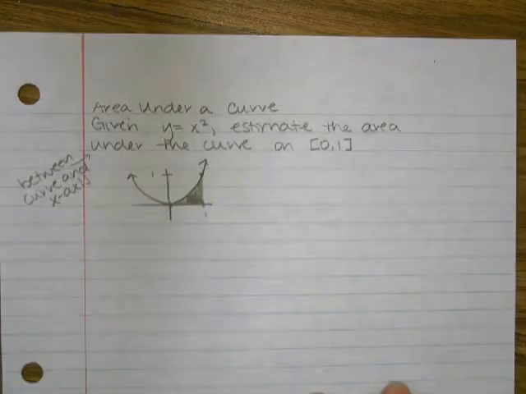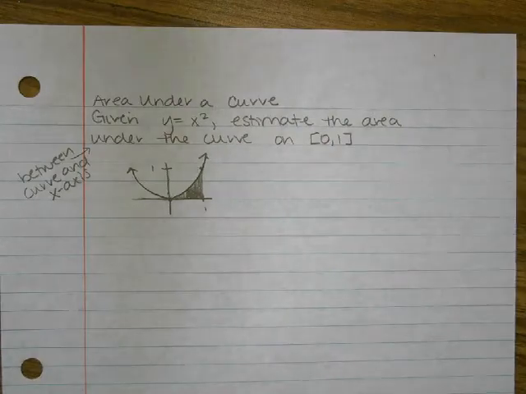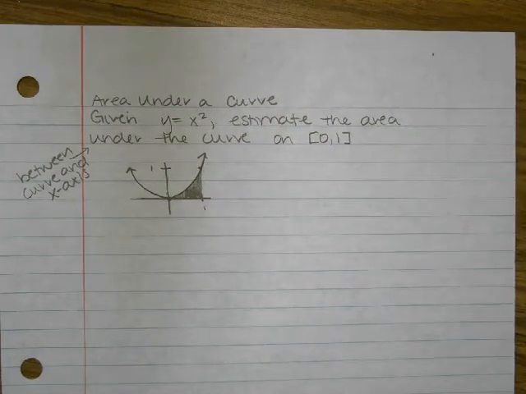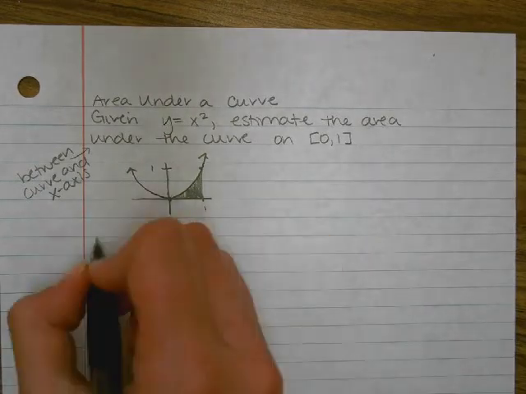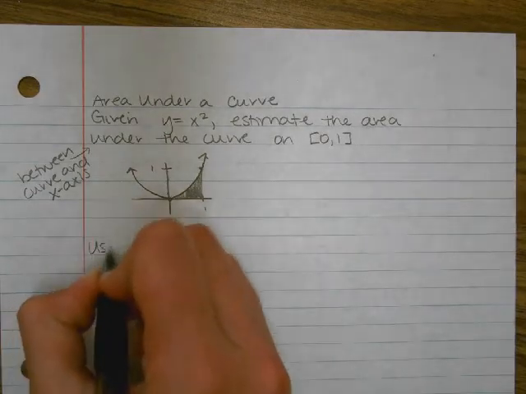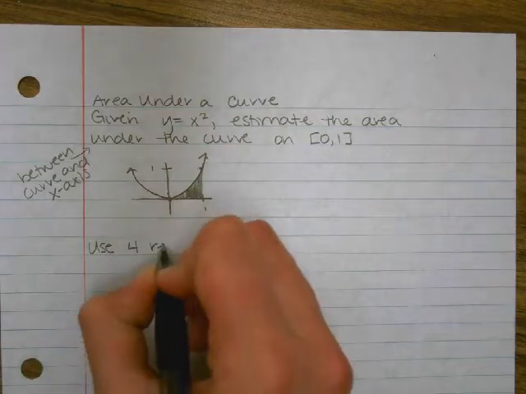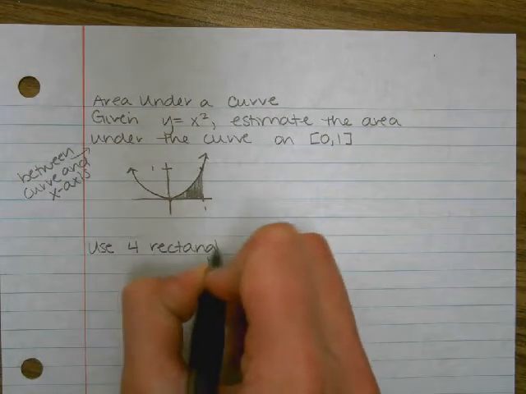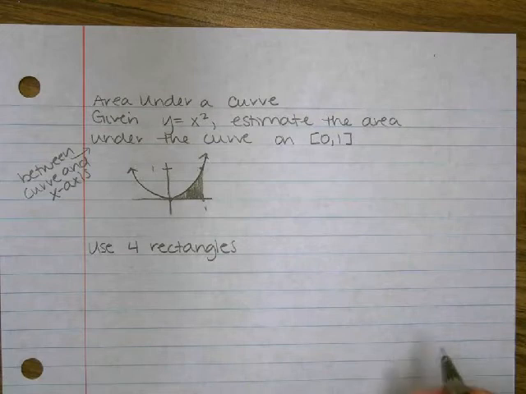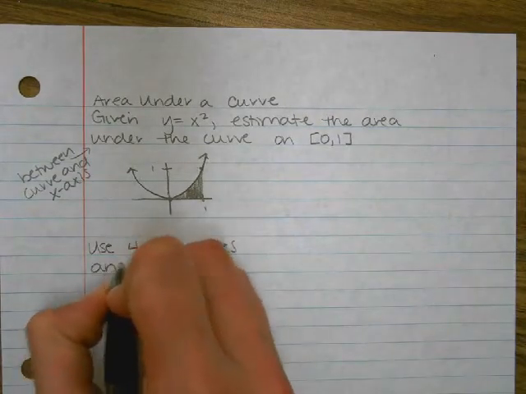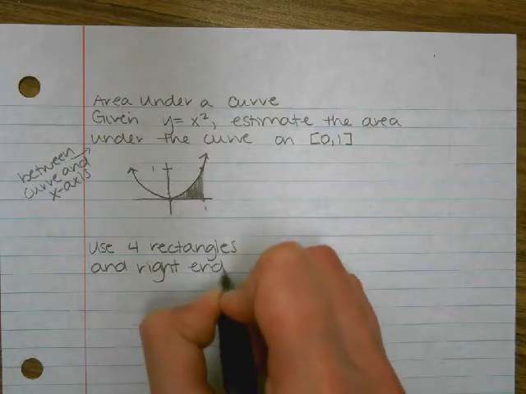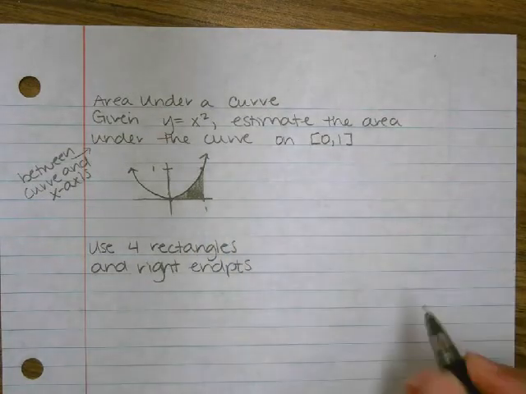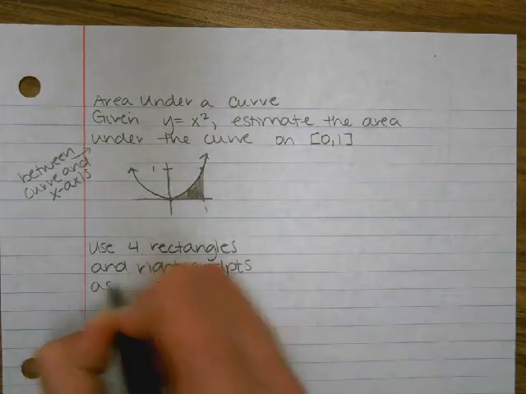So we have a couple different ways of approximating the area, not getting an exact answer, but getting an approximate answer. And one is to use 4 rectangles to find the area. And we're going to use their right endpoints, which will make sense in a second, as the heights.